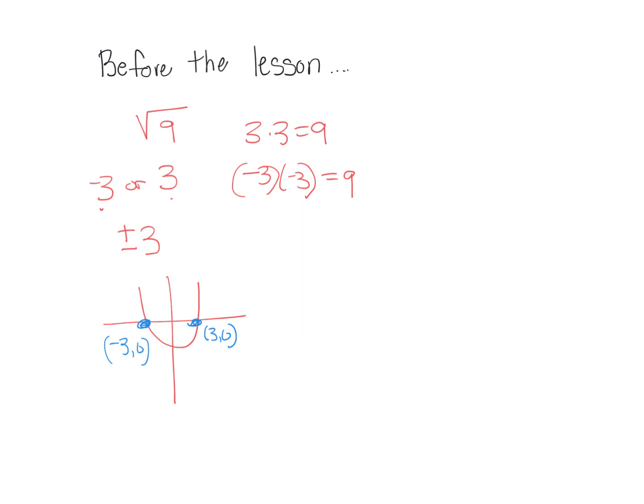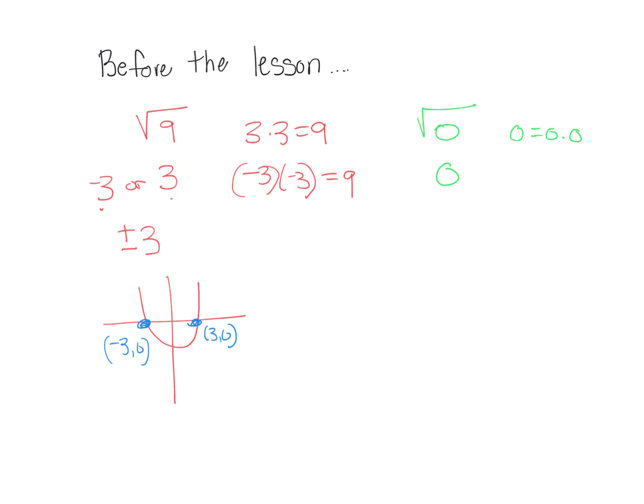Now, the other thing we want to talk about is, what about when we have the square root of 0? If we talk about the square root of 0 as a principal positive square root, we really only have one answer here, because 0 can only be 0 times 0. There's not a positive 0 or a negative 0.